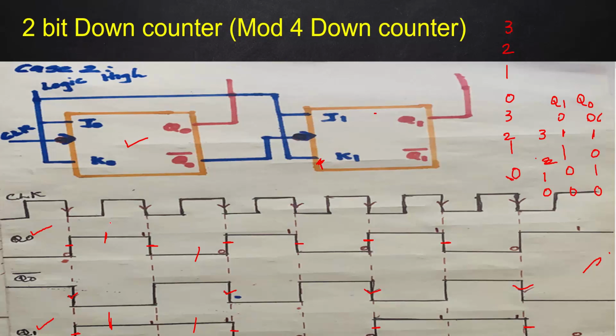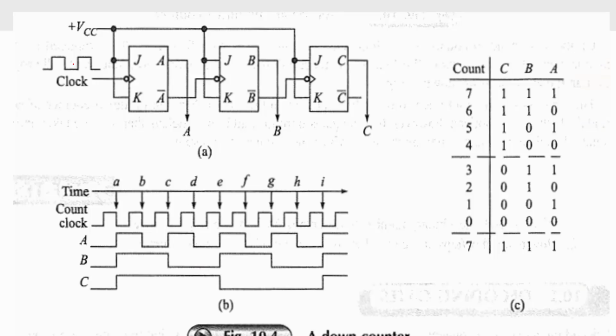Okay, so this is about down counting, 2-bit down counting or mod-4 down counting using asynchronous counter or ripple counter. See, this is a 3-bit down counter or mod-8 down counter using asynchronous implementation or ripple counter. 3-bit ripple down counter or 3-bit asynchronous down counter. Okay, this is the structure.